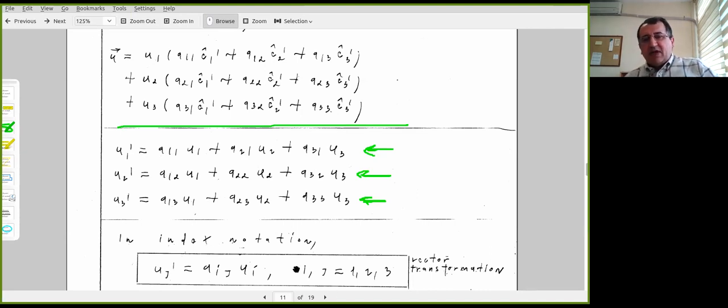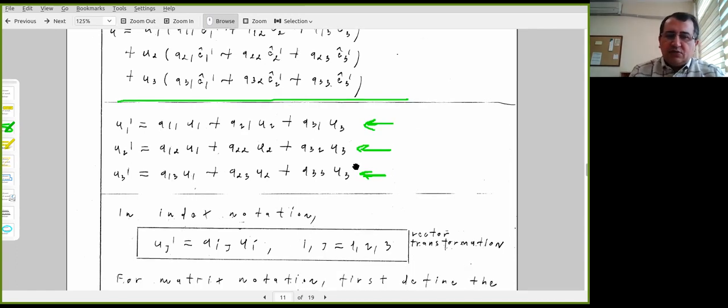This is the main vector transformation formula in tensor algebra. It's the main result. It's applied to transformations of all vectors, of course. And we will frequently refer to this result in our computations. How do we express vector transformation using index notation?